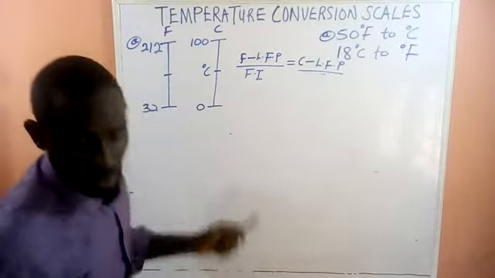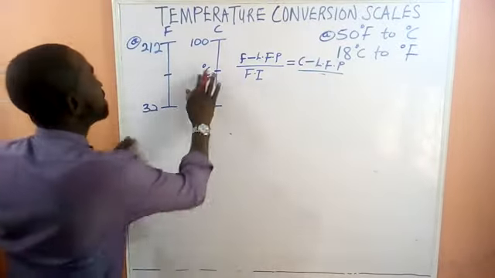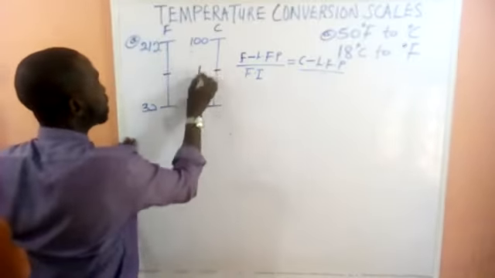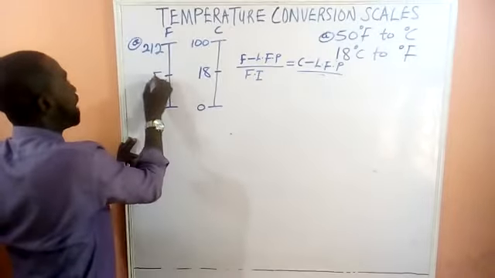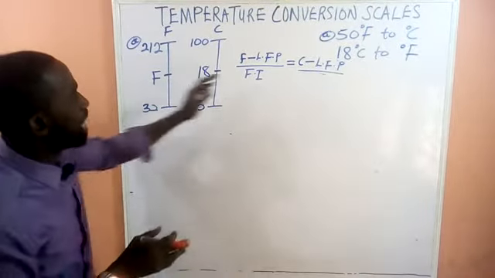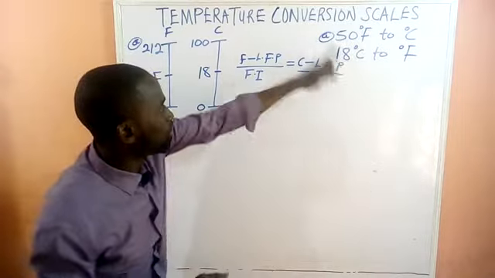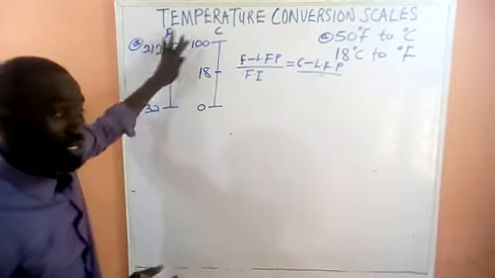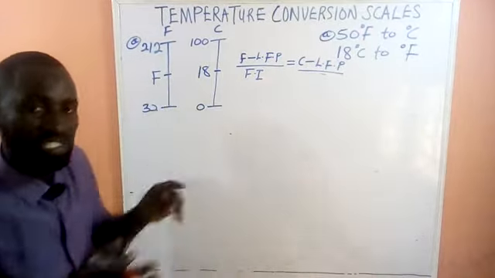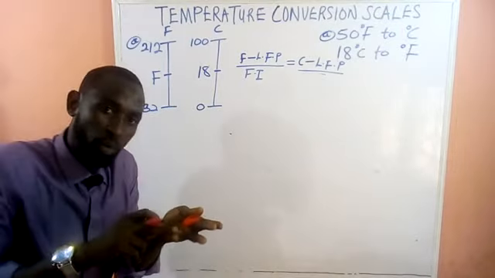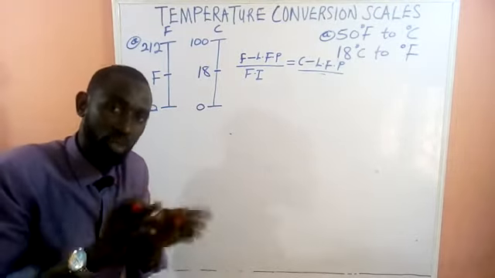Okay, we're given what now? 18 degrees Celsius. So it means this one is given. 18 degrees Celsius is given. We're looking for our F. Do you see that now? So anytime we're given a temperature conversion, we draw the scales involved and we label them. The first thing, we must label the upper phase point and the lower phase point. Are you with me?